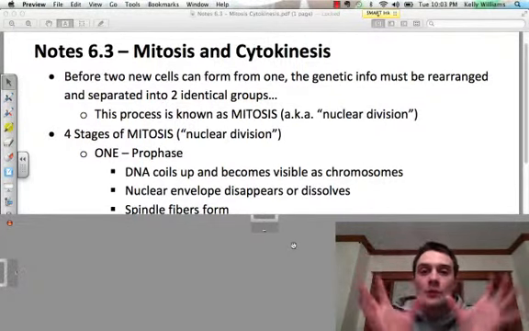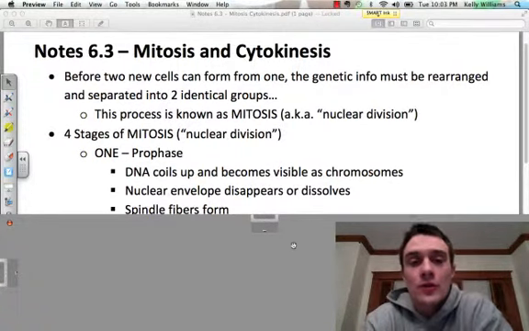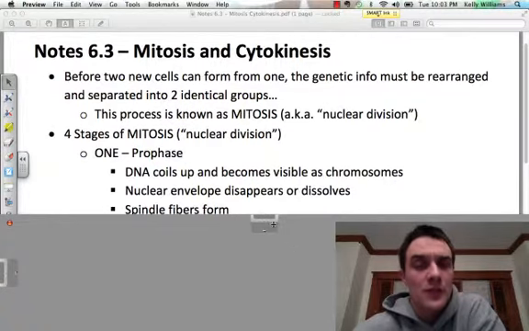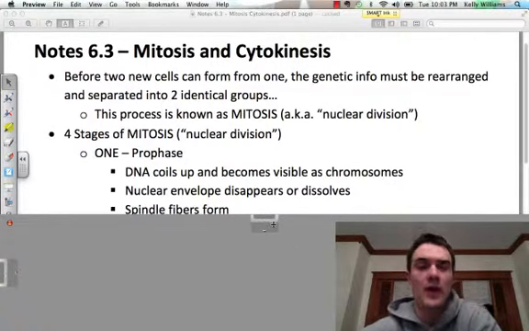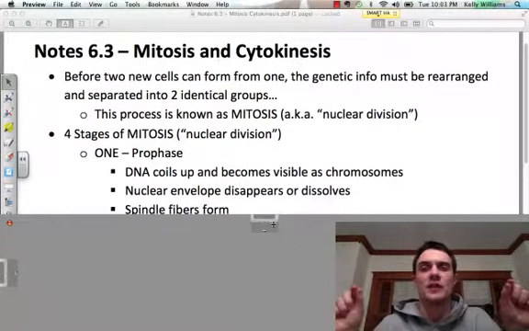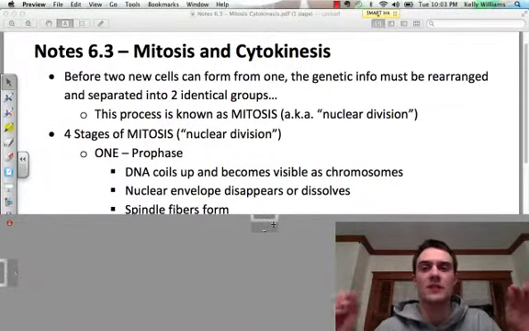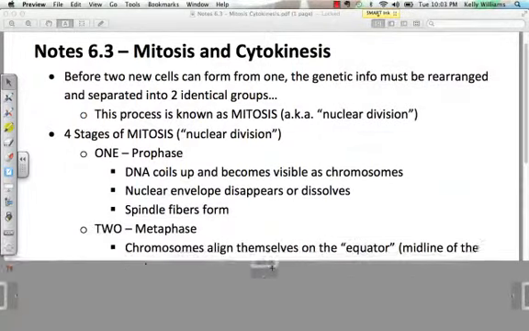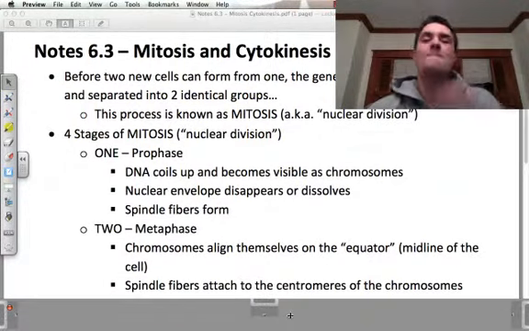The nuclear envelope, the membrane that surrounds the nucleus, starts to dissolve, and these special fibers called spindle fibers, these special proteins, start to form. They form from the poles of the cell, the opposite ends of the cell, and get closer to the center.